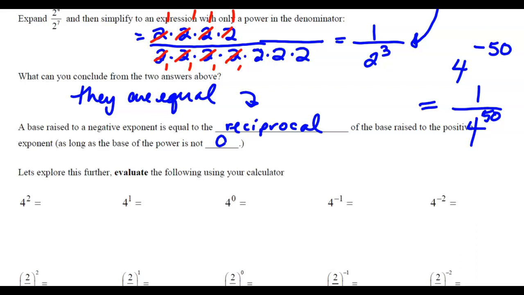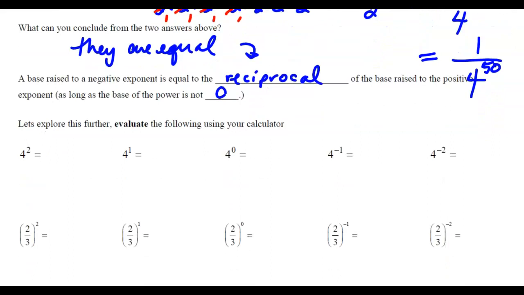So that's the rule. Now, another way of looking for that pattern or what to do with a negative exponent is in the next set here. So 4 squared, it says evaluate. You can use your calculator, okay? Now, do you need to? Well, let's see, because hopefully you know 4 squared is 16. 4 to the 1 is 4. What's 4 to the 0? 1. Okay, so take a look.